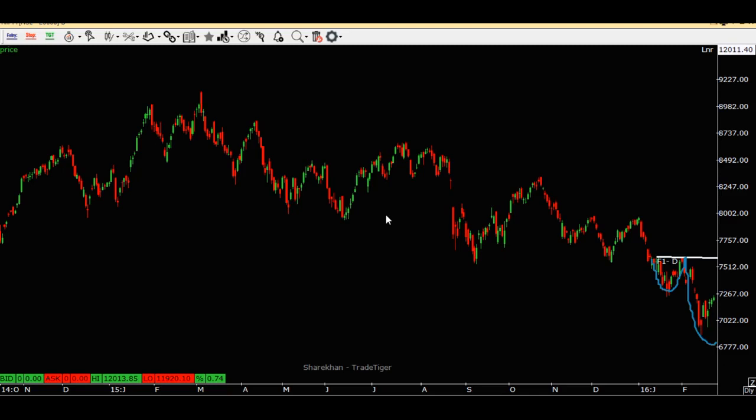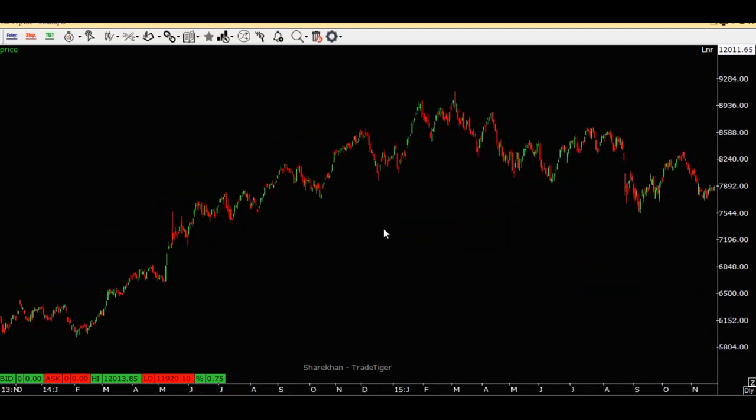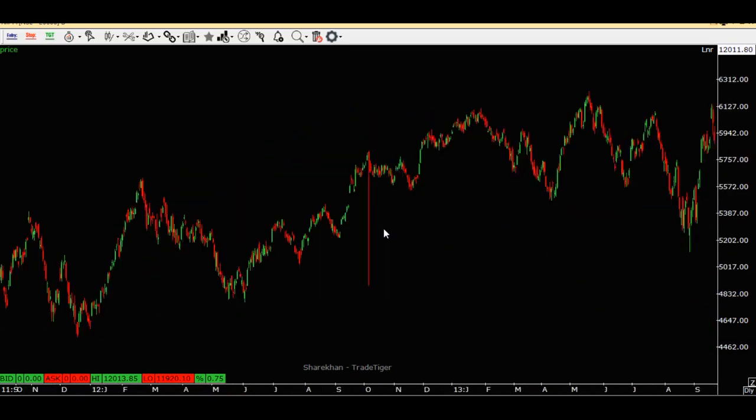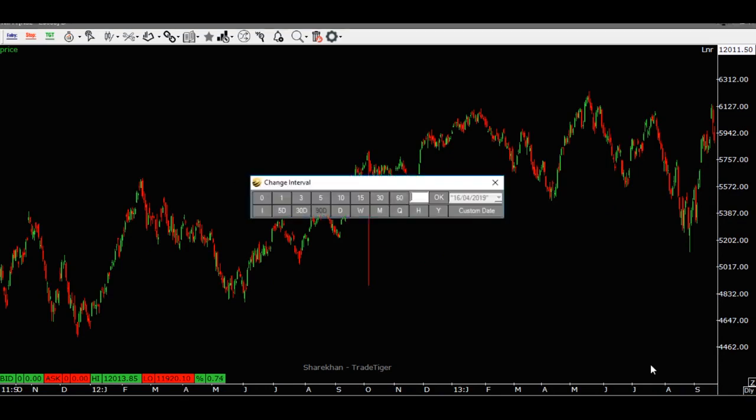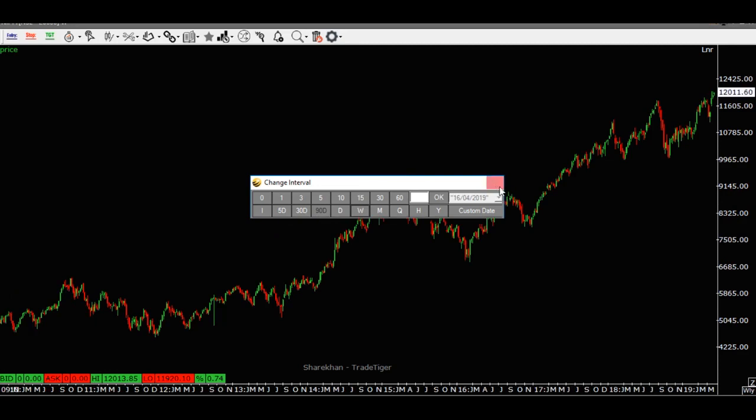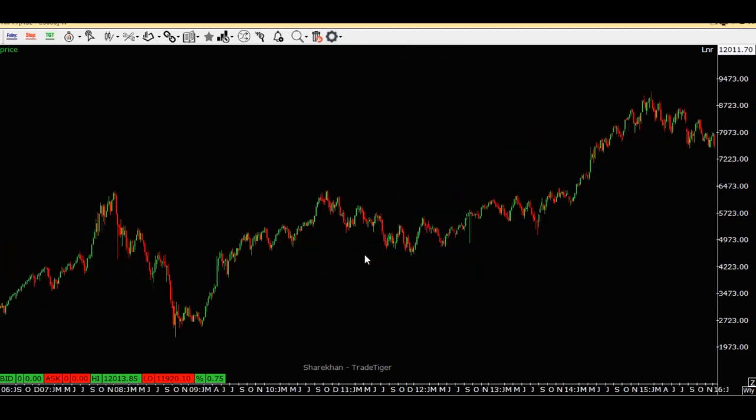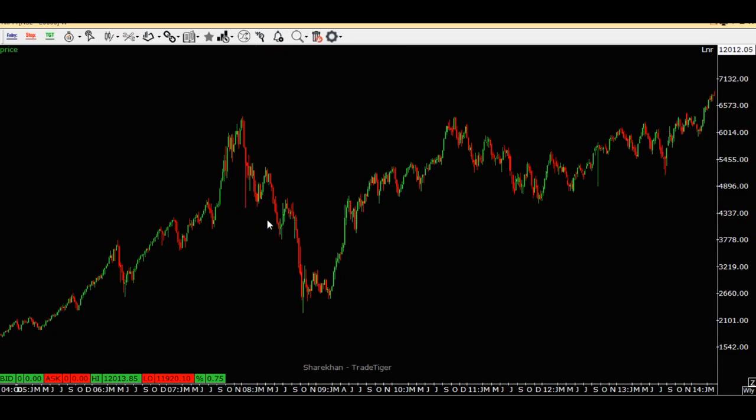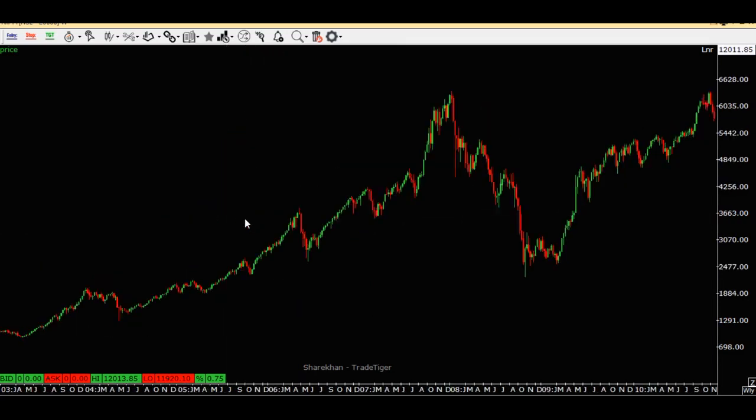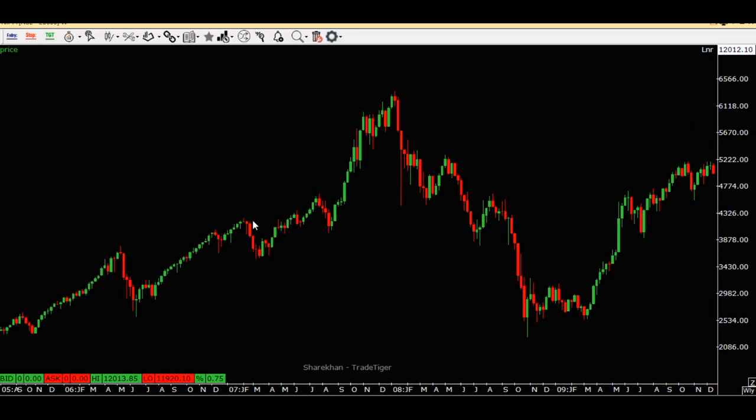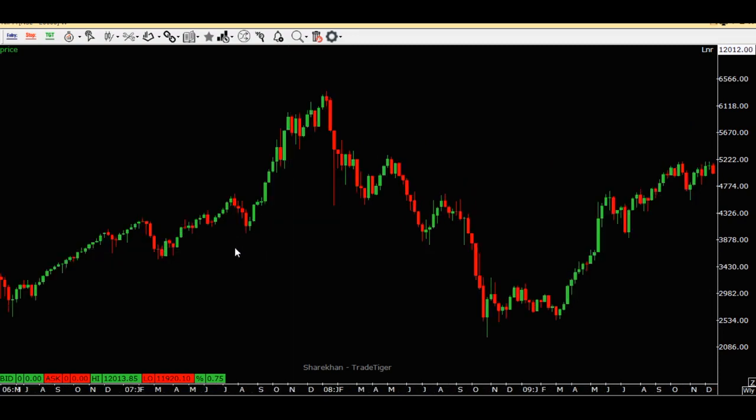Let's see if I can spot any more. Now see guys, you can do this on any time frame. We're looking at the daily time frame. We can also see this, let's say, on the weekly time frame. Let me show you 2008, when we got that big fall, right? The housing bubble in the US.